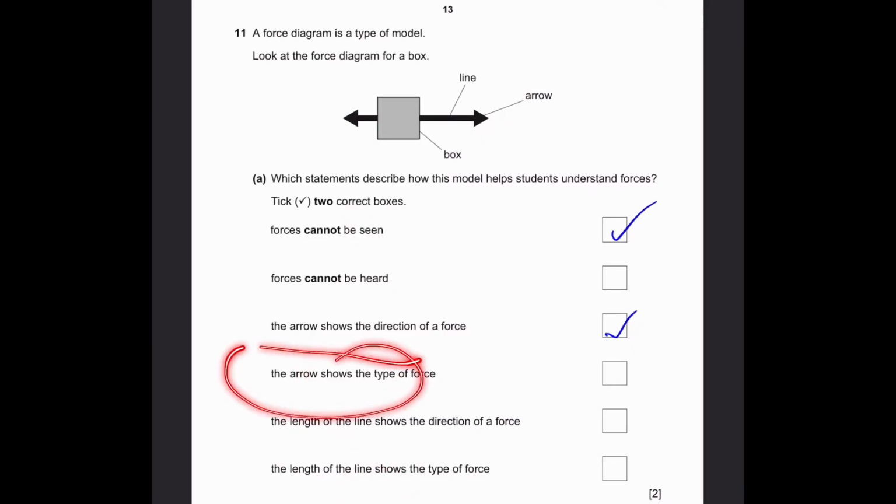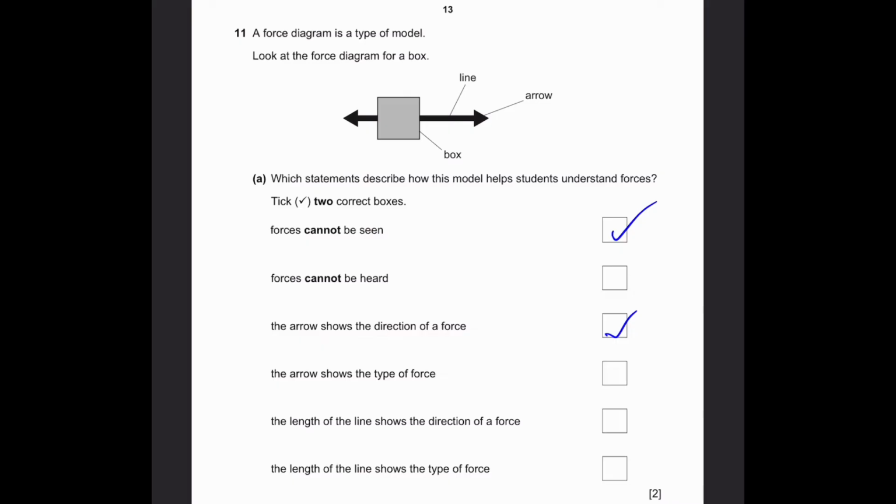The arrow shows the type of force. This is wrong. We don't know what type of force it's using. Elastic force, buoyancy force, or what? What is propelling this box? We don't know. The length of the line shows the direction of a force. Well, the direction is shown by the arrow. The length of the line actually shows the quantity of the force, or how much force is being applied. It does not show the direction. The arrow does.